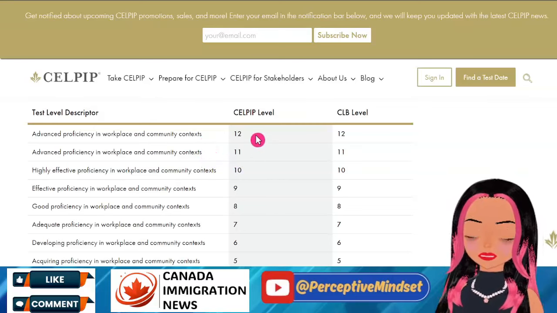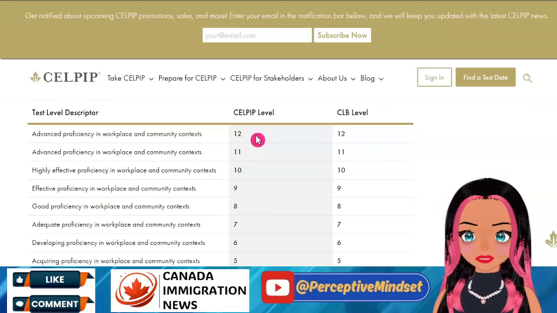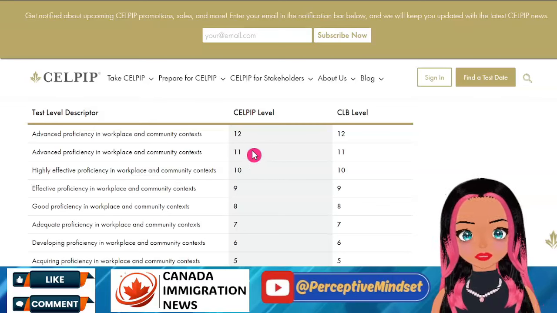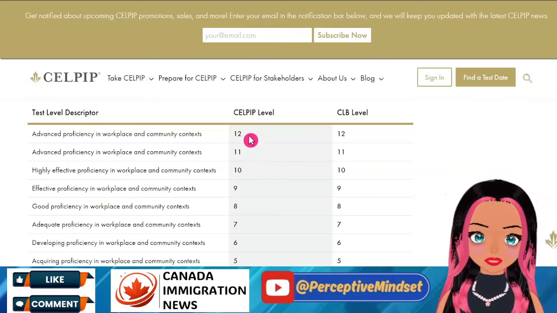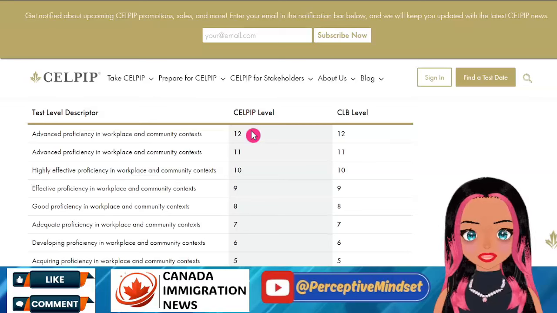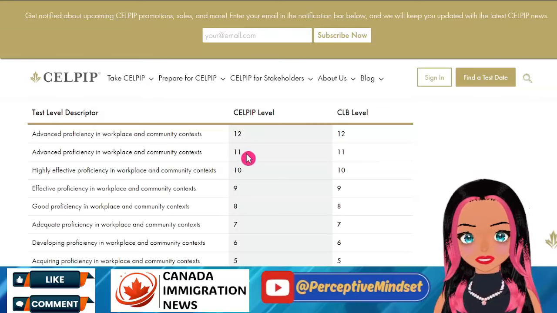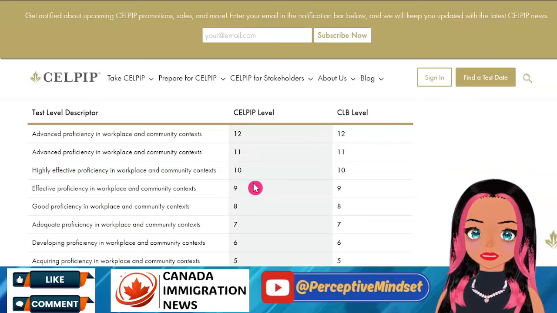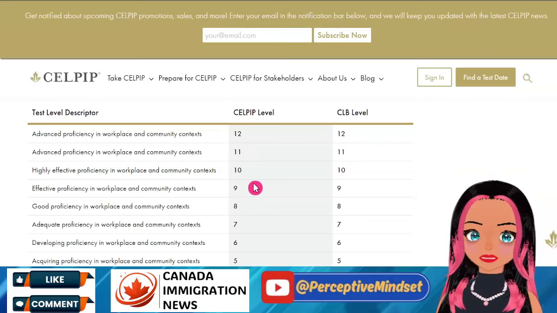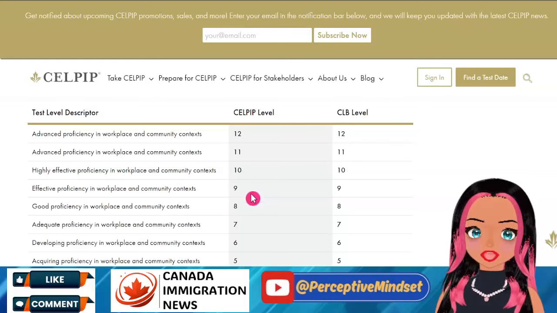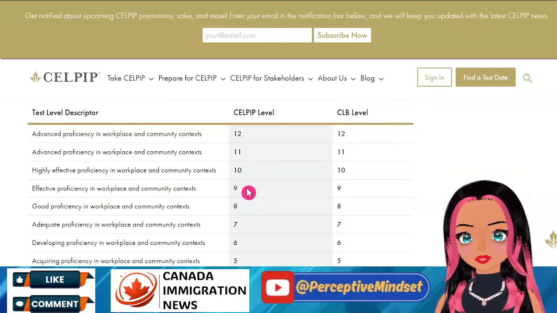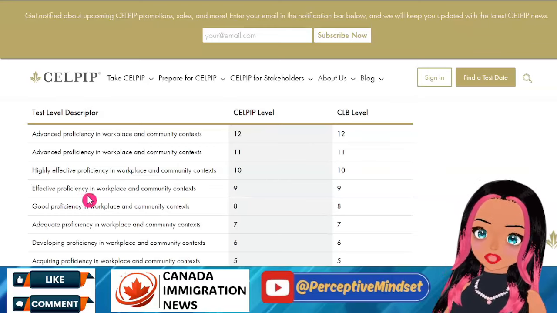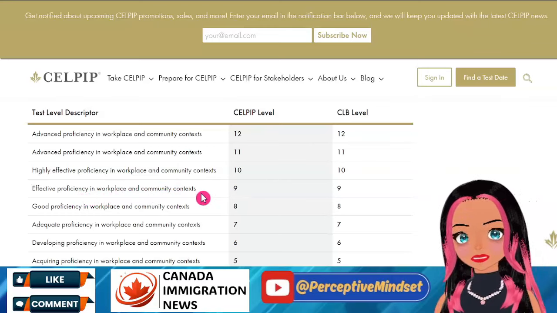So naturally, if you achieve a 12, it means that you would have done a little bit more than what the 11 had done, but it's still considered advanced. But you got a little bit higher mark in the end over the person who would have gotten an 11. And for 10, it means highly effective proficiency. And for 9, a lot of persons, anywhere from 9 to 12, would be considered good. So effective proficiency in workplace and community context.